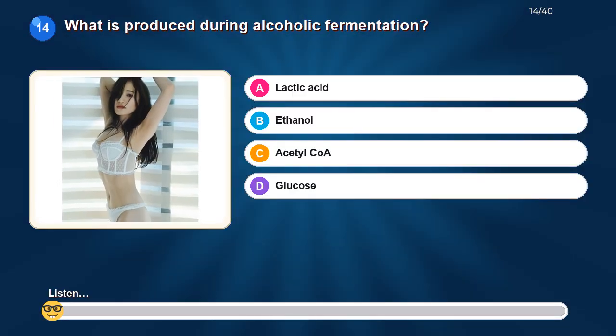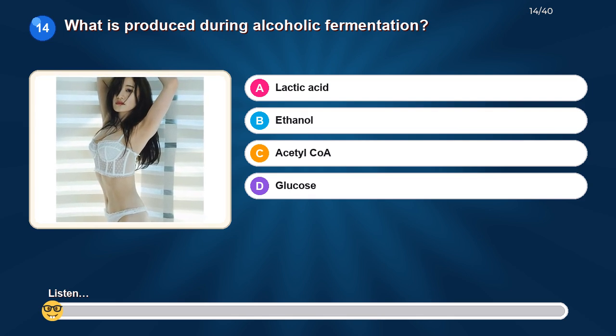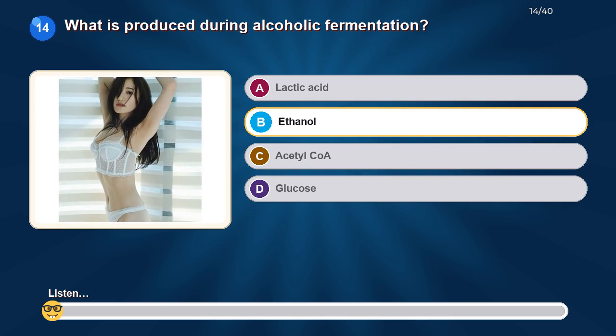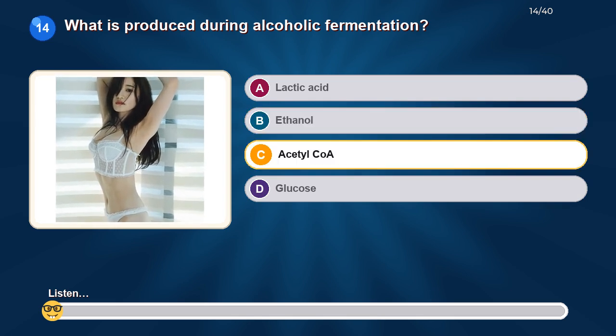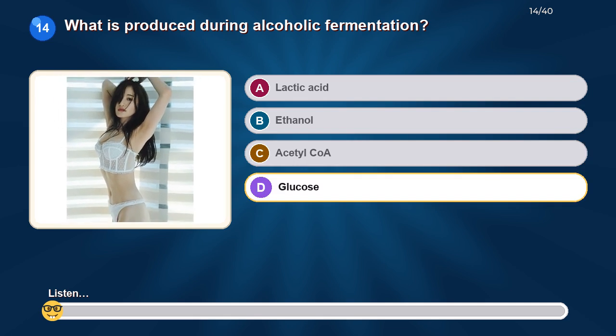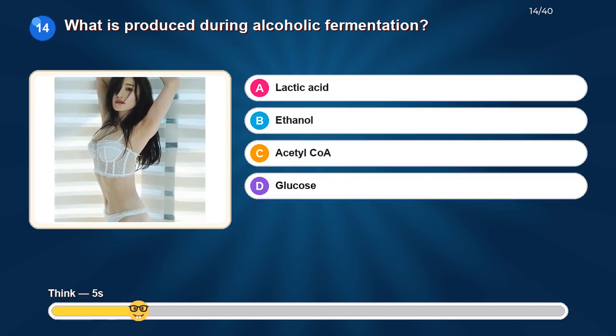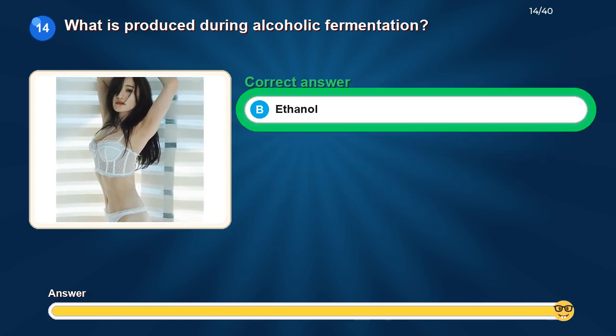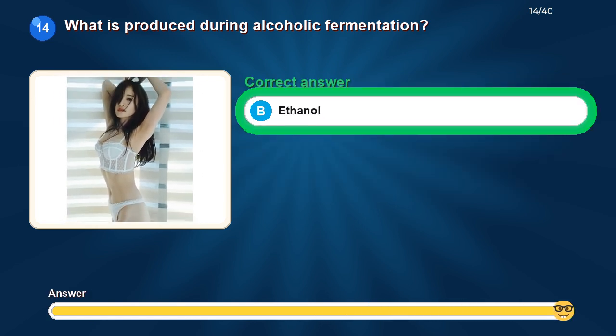What is produced during alcoholic fermentation? Option A, lactic acid. Option B, ethanol. Option C, acetyl-CoA. Option D, glucose. The correct answer is ethanol.